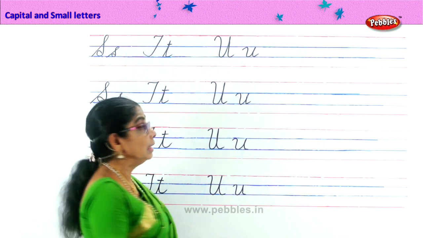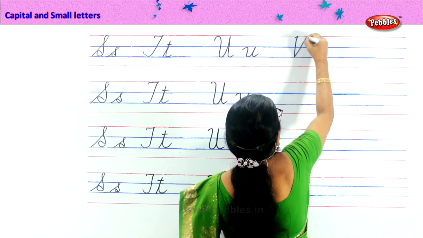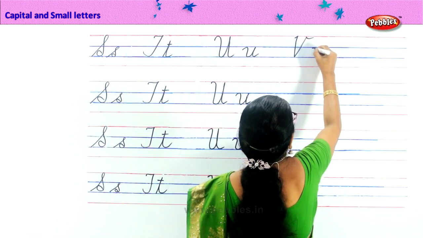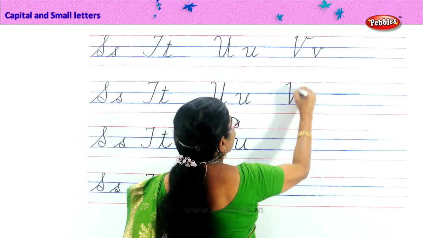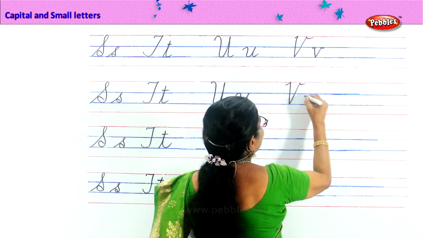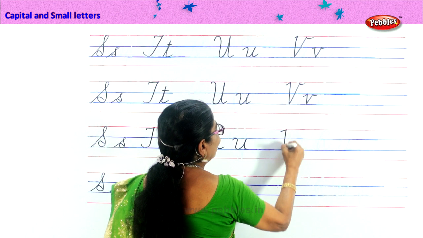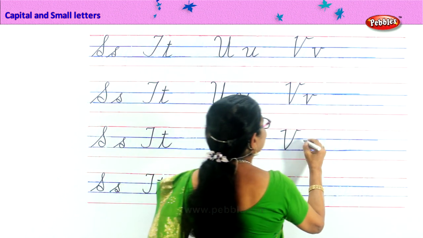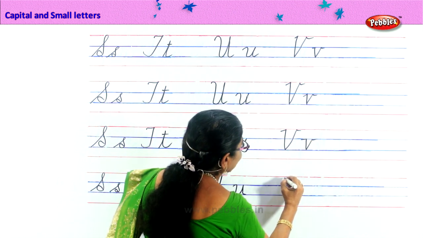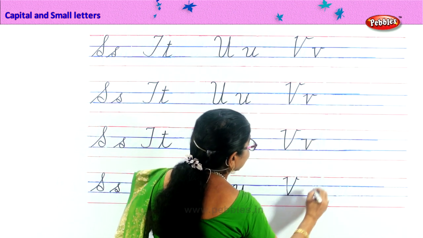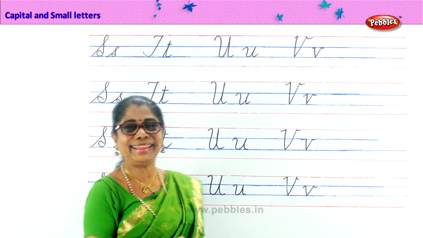V, capital V. The capital V goes like this and small v like this. The capital V goes like this and the small v like this. The capital V goes like this. The capital V and small v. Okay, good.